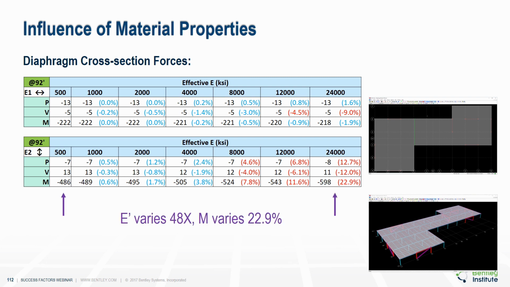What we see here is that even if the effective E that's used is off by a factor of 48 times the proper value, the moment is only going to vary by 23%, 22.9%. So it indicates, if the proper value is 4,000, for example, and we specified an effective E of 2,000, we're only going to be off by the differences in those percents, just a few percent, rather than the large percents here that we're seeing for a very large variation in E.